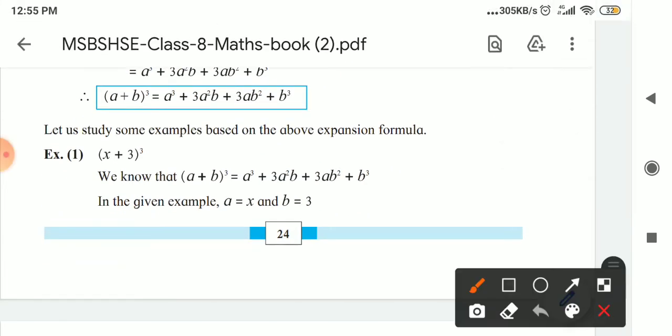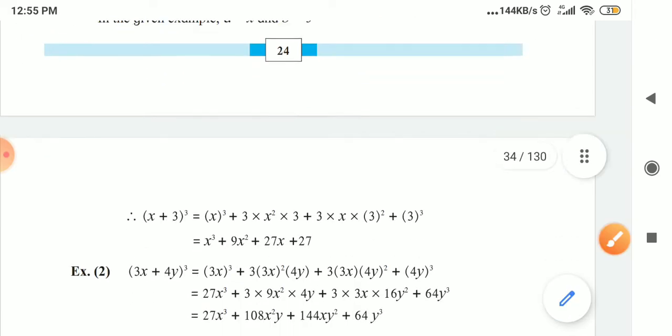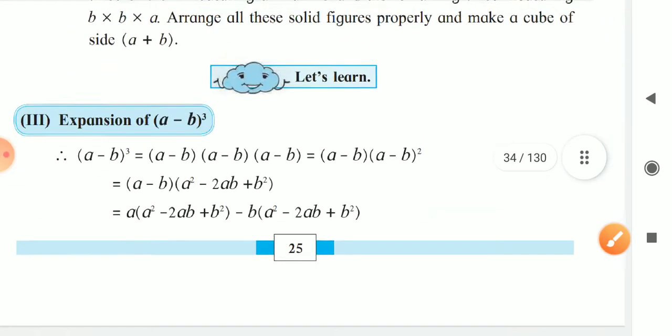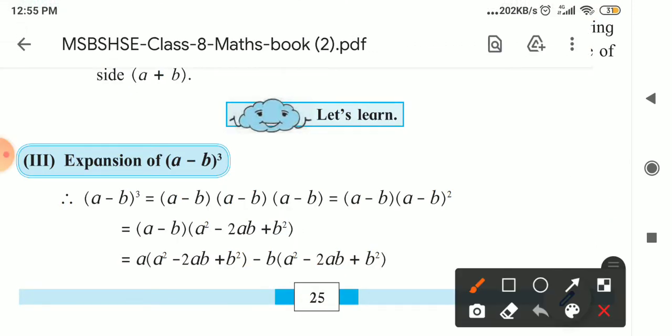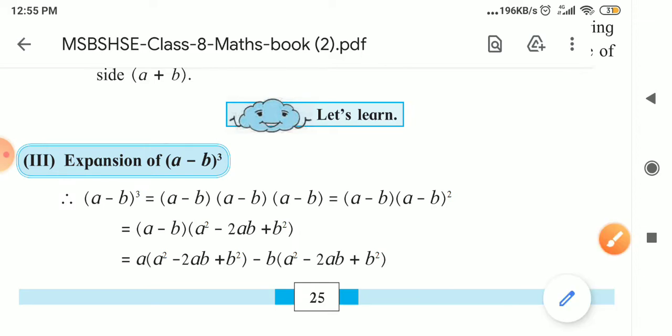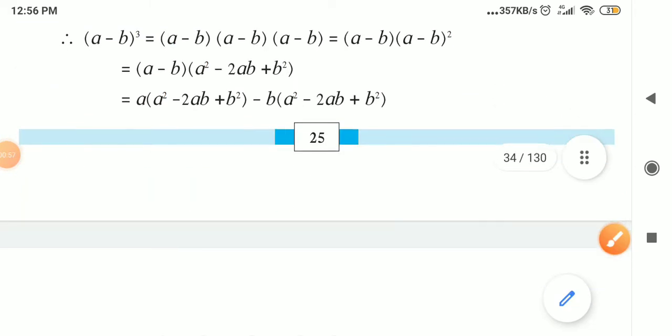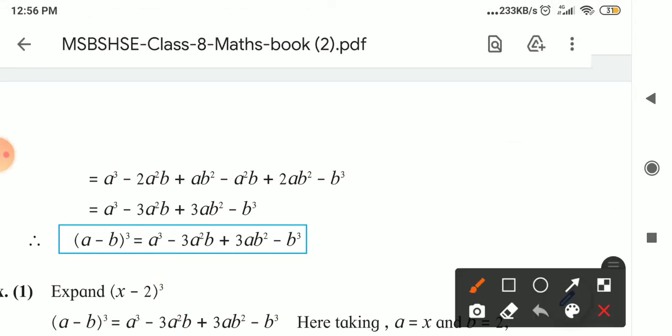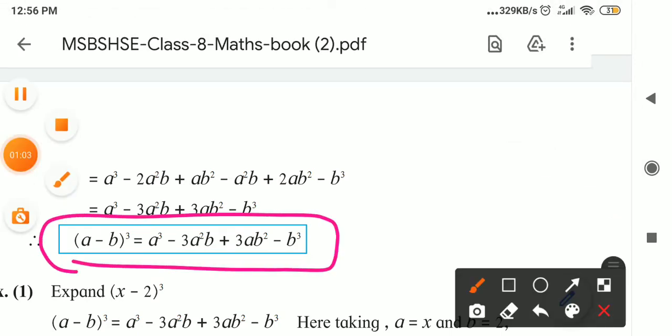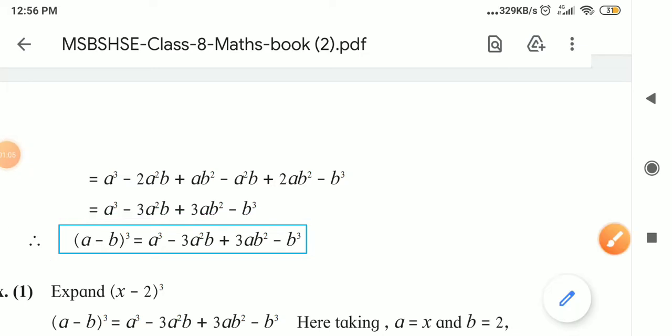Then we saw the formula of a plus b bracket cube. Its expansion is a³ + 3a²b + 3ab² + b³. Similarly, we saw the expansion of a minus b bracket cube, which is equal to a³ − 3a²b + 3ab² − b³.